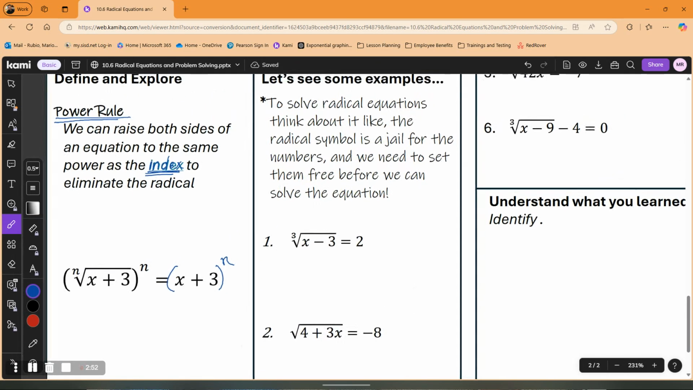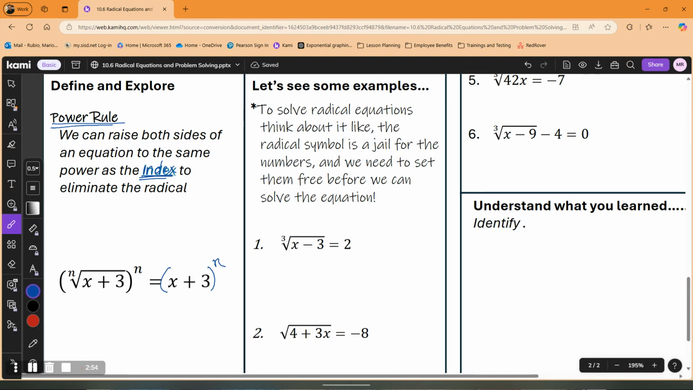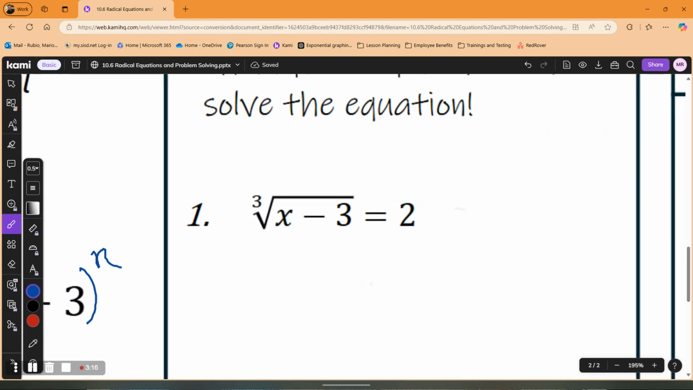Another way to think about it is, to solve radical equations, think about it like this. The radical symbol is like a jail, okay? It's like a jail for the numbers, and we need to set them free before we can solve the equation. We want to get rid of the radical. We can't solve problems with radicals in them. We have to get rid of it in order to find the value of x. So if we use the power rule, let's look at example number 1.